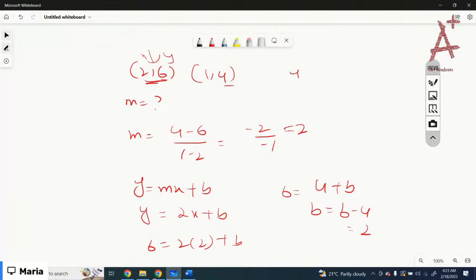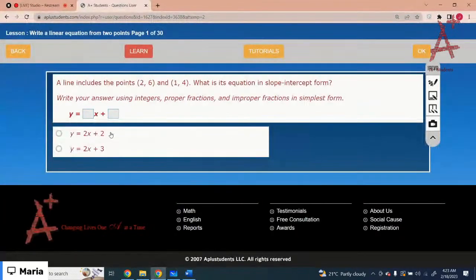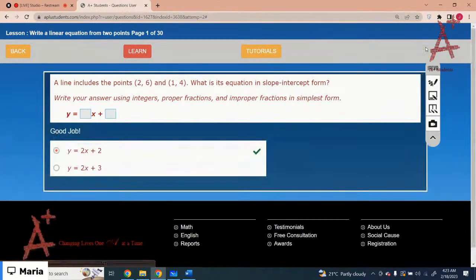So the equation is y equals 2x plus 2. Got it? Slope is 2 and b is also 2. Got it? So option number 1 is the correct option.